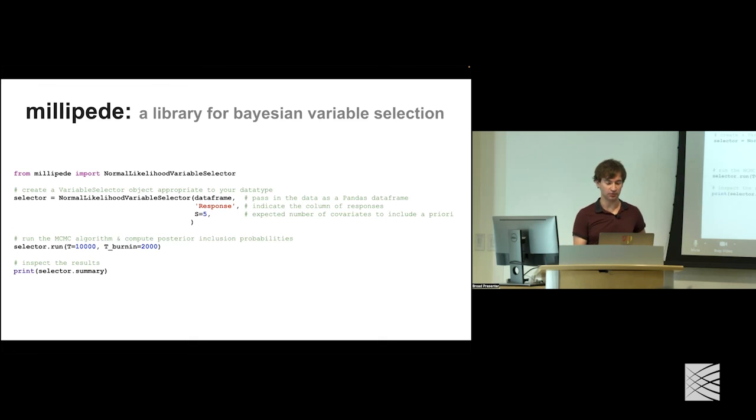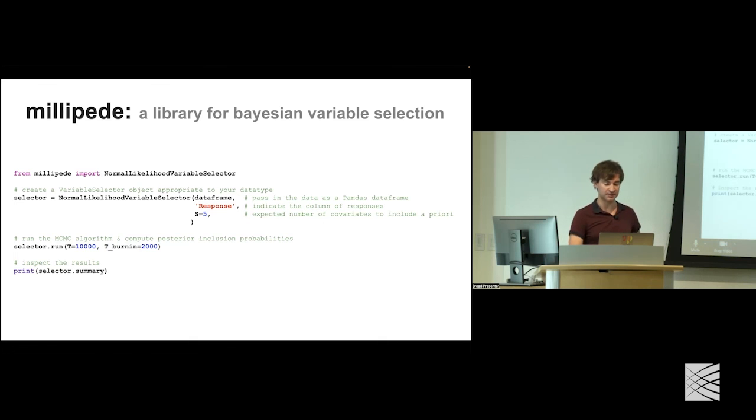We take all our data, in other words, our covariates X, but also our response Y, and package it as a pandas data frame. We pass that data frame to this object. We tell the object which column refers to the response. It then assumes that all the other columns are covariates. And then you tell it, for example, what the expected number of covariates is a priori.